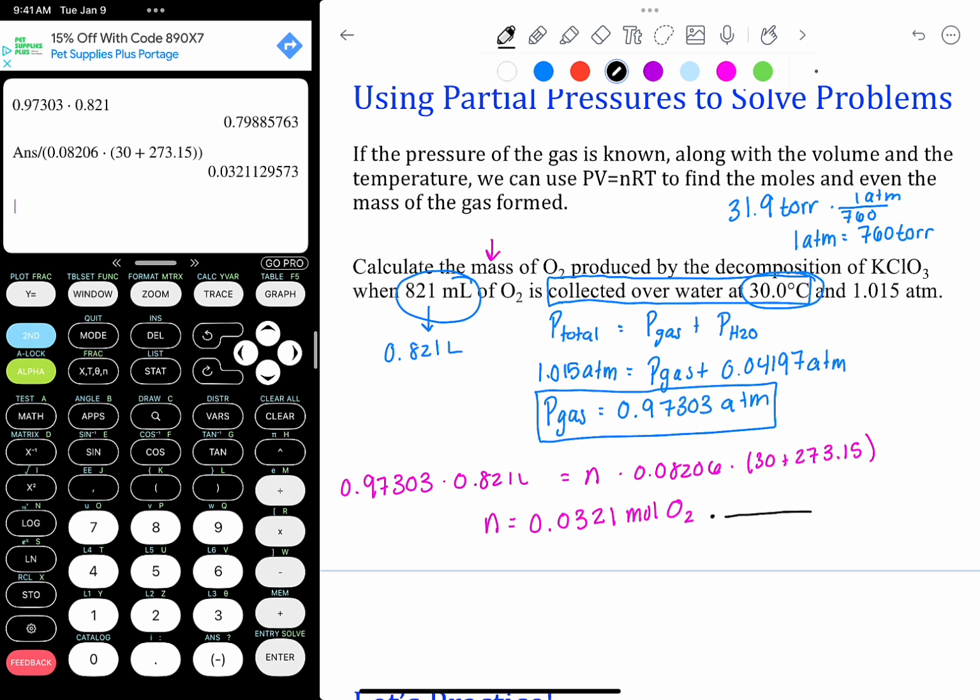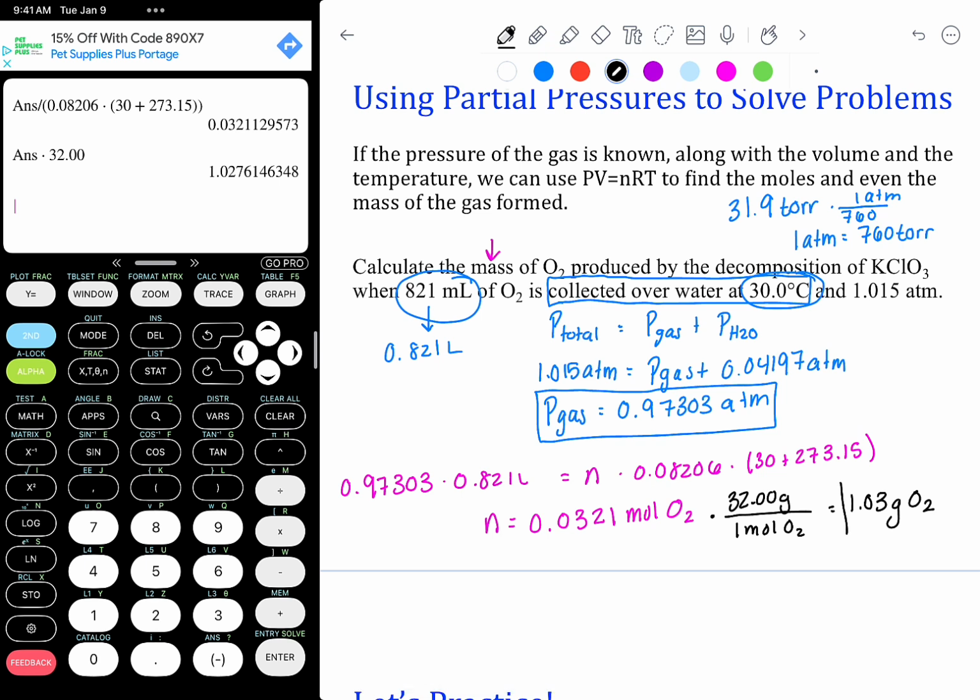We wanted to find the mass, so now all we have to do is multiply by the molar mass of O2. 1 mole of O2 is 32 grams. So we'll take that and multiply it by 32. And we get a total mass of 1.03 grams of O2. 3 sig figs there. So that is the mass of oxygen produced from the decomposition of KClO3.